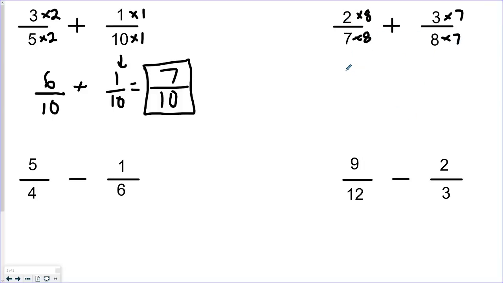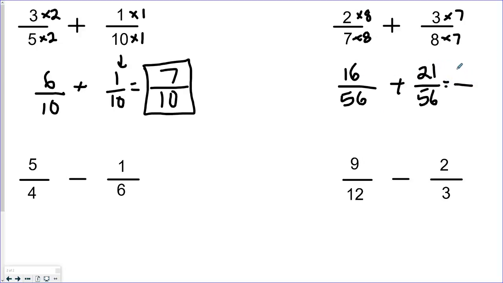So 2 times 8 is 16. 8 times 7 is 56. 3 times 7 is 21. 8 times 7 is also 56, which is good. That's what I wanted. I want my bottom numbers to be the same. So now I go about adding them together.